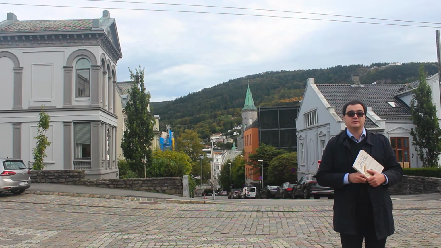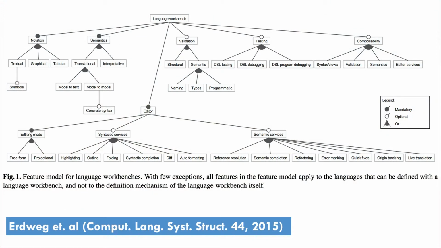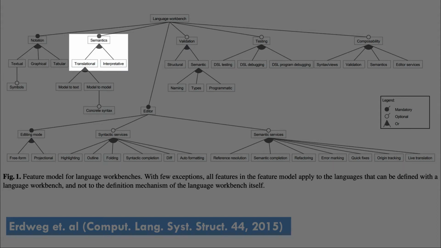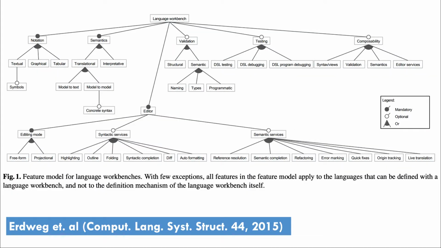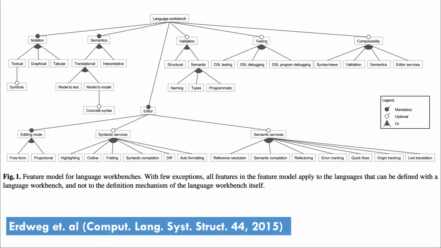Obviously, different language workbenches support different features. However, there are many things in common in terms of the features that the languages, which are defined with the language workbench, have. For example, languages can use textual, graphical, or tabular notation. Their semantics can be either translational or interpretive. The code editor may or may not support syntactic services such as syntax highlighting, code folding, or auto-formatting. This feature model is due to Erdweg and co-authors.